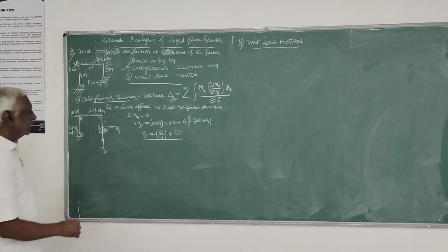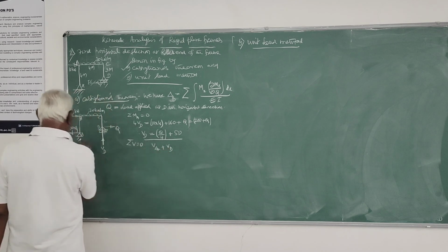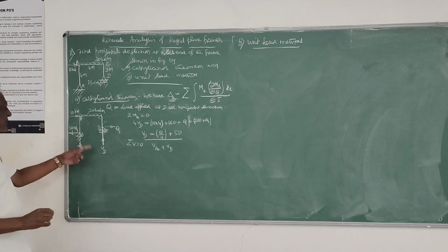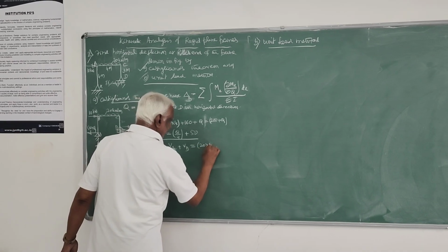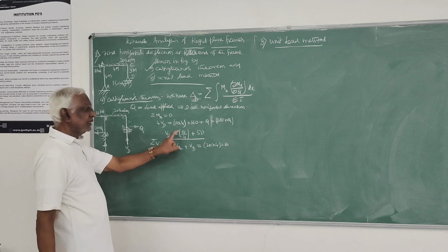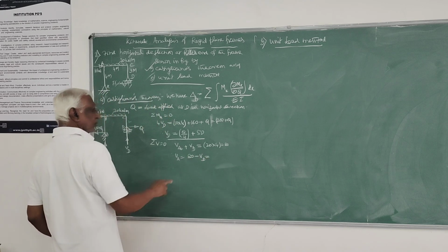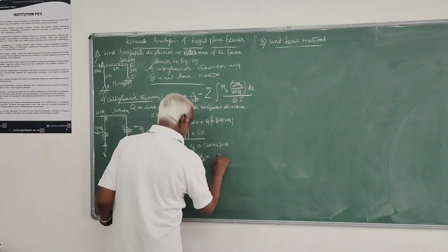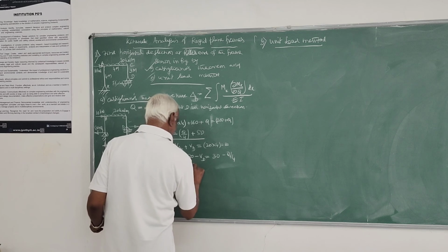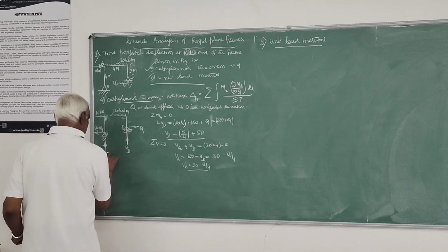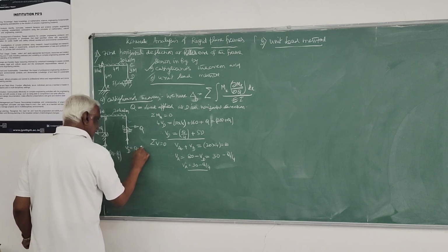This is your V_D. Then we can adopt sigma V equals 0. So V_A plus V_D, both you can take in that direction, is equal to 20 into 4, that is 80, the only load acting down. So here V_D is this. Therefore, V_A equals 80 minus V_D, that is 80 minus Q by 4 minus 50, that is 30 minus Q by 4. So V_A equals 30 minus Q by 4. Here V_D is 50 plus Q by 4.